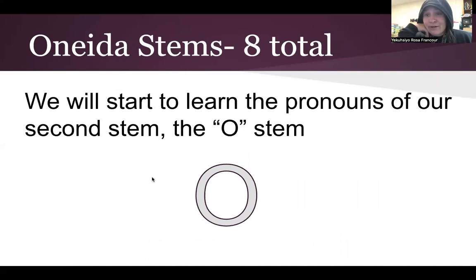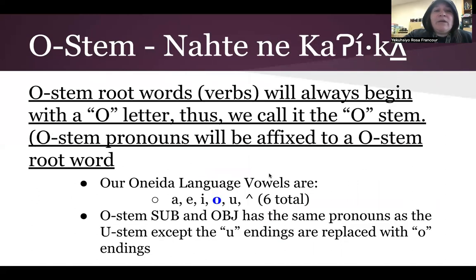We will start and learn the pronouns for the O stem. And we will talk a little bit about the O stem before we get into the subjective and objective pronouns. So I like the O stem. It does have a few unique characteristics of simply just the O stem. But O stem root words, so remember we talk about roots, they're also interchangeable with the word or term verb. So root, verb, same thing in Oneida when we're talking about the structure, the linguistical, grammatical things about our language. So O stem root words or verbs will always begin with an O, always, okay? Thus, we call it the O stem.